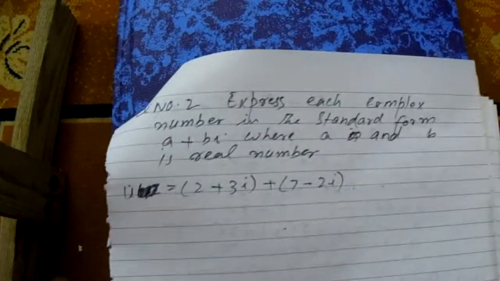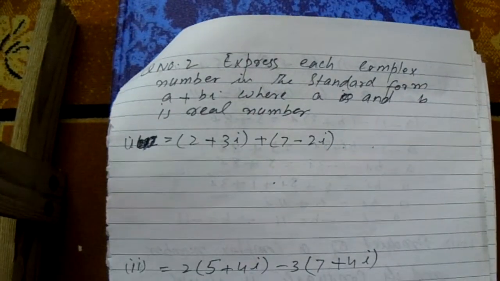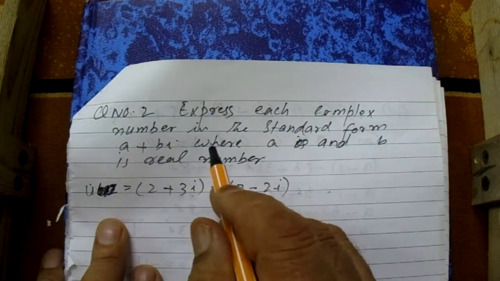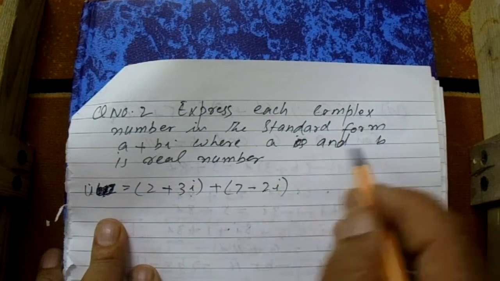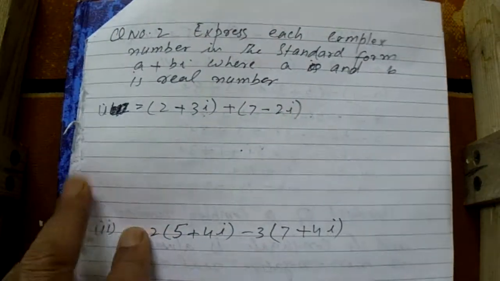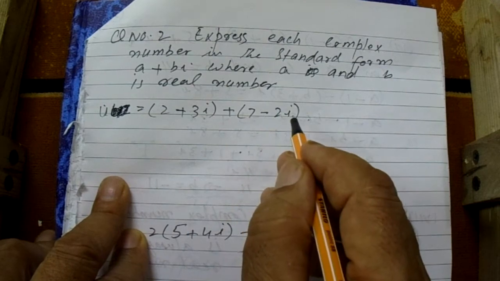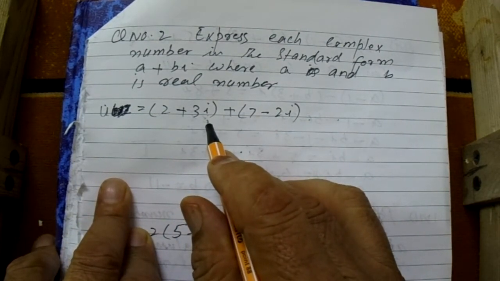Now again the question number 2. Express each complex number in the standard form a plus b iota, where a and b are real numbers. Now the given is 2 plus 3 iota plus 7 minus 2 iota. We will write this into standard form.